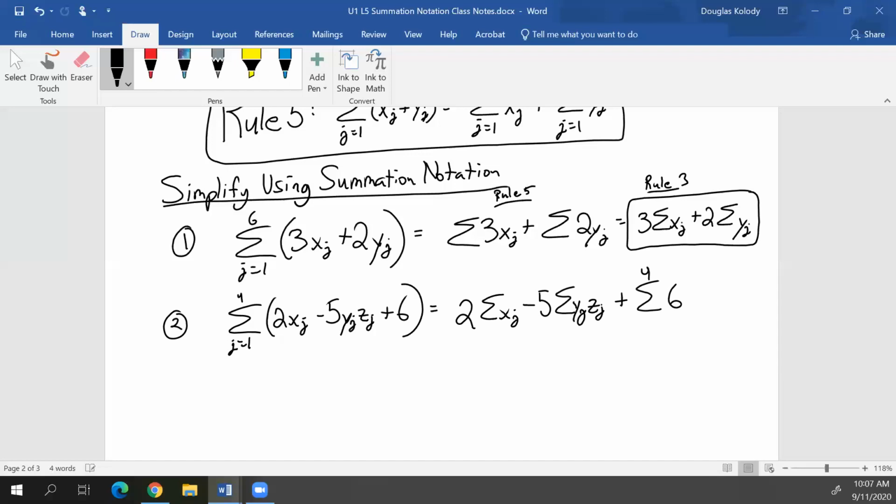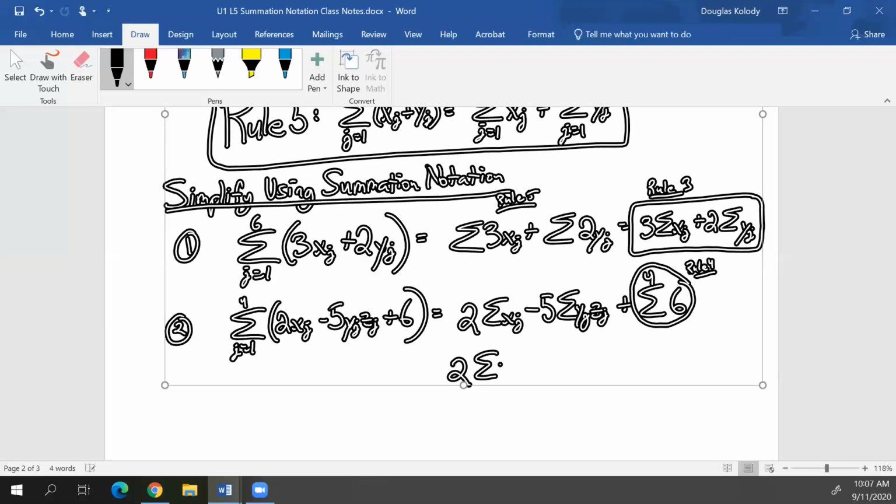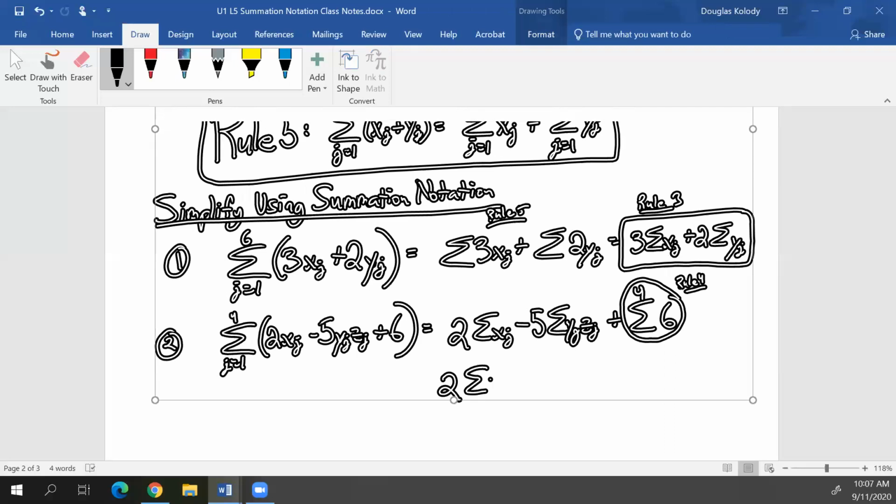Yes, did you notice the only place where I wrote the upper limit is in this last term? Why? Because what rule of summation is that? Isn't that rule number 4? Whenever you take the sum of a constant, you need to multiply that constant by the upper limit. So my final answer is going to be 2 times the sum of x sub j. Oh my gosh, x sub j. I don't know why I keep writing just j. Sorry.